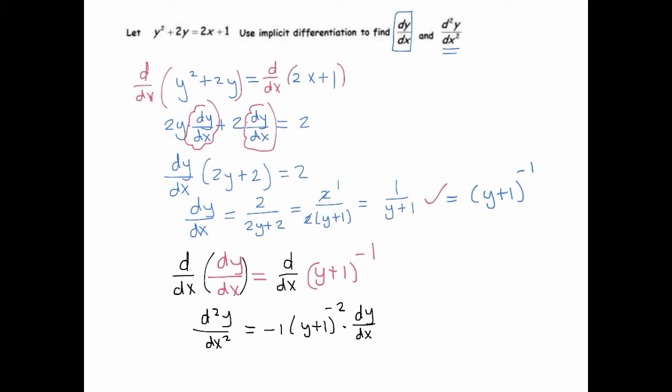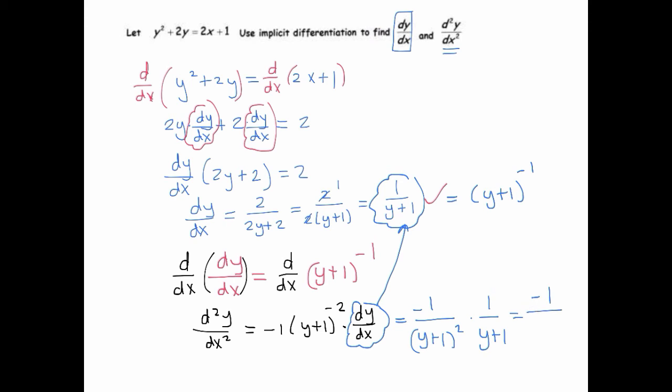So it may seem like we're done, except that we can do better, since I know what dy dx is, right? I just found it. It's equal to this. So I can just make a substitution and write this as negative 1. That y plus 1 to the negative 2 I want to write as y plus 1 squared in the denominator. And then dy dx is 1 over y plus 1. And then multiplying those, you get negative 1 over y plus 1 cubed.